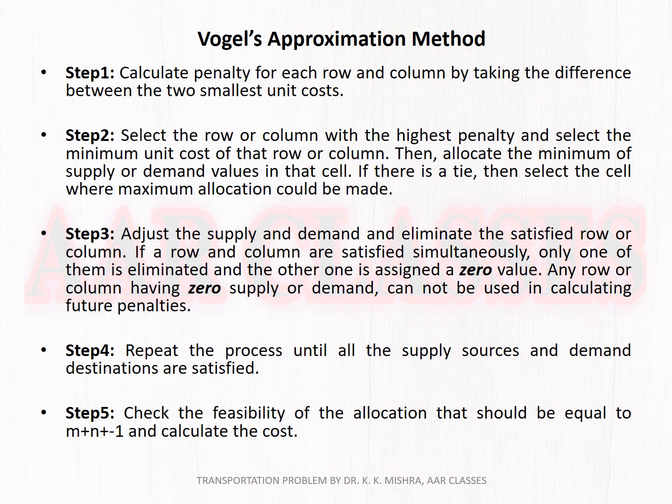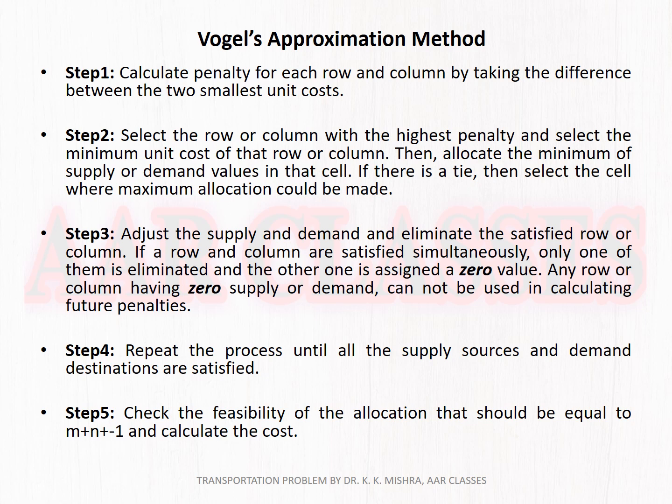Vogel's approximation method, most practical and applicable. Step 1. Calculate the penalty for each row and column by taking the difference between the two smallest unit costs. Step 2. Select the row or column with the highest penalty and select the minimum unit cost of that row or column. Then allocate the minimum of supply or demand values in that cell. If there is a tie, then select the cell where maximum allocation could be made.